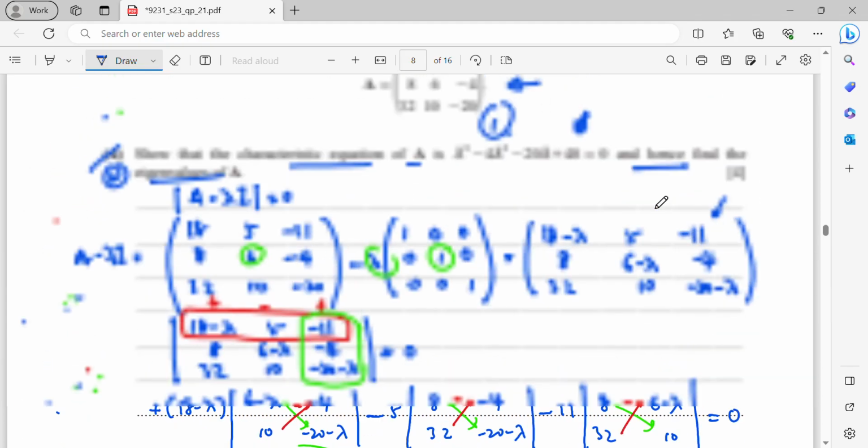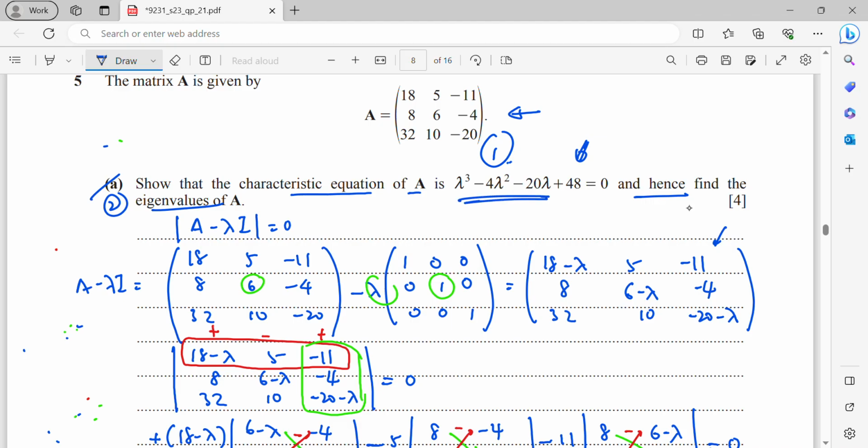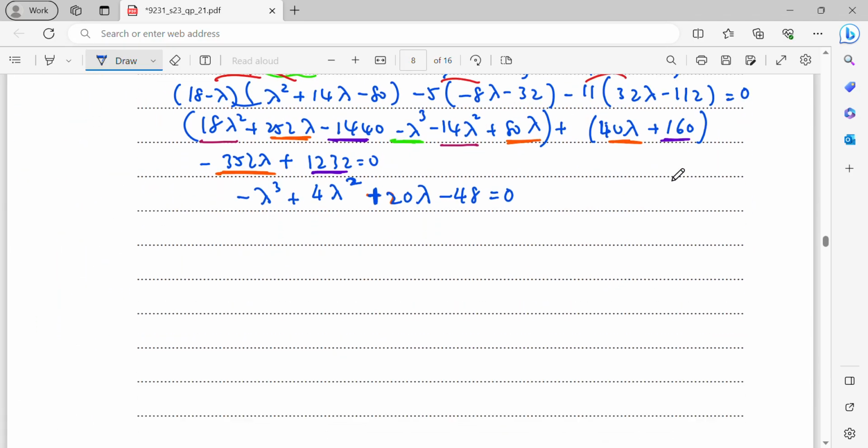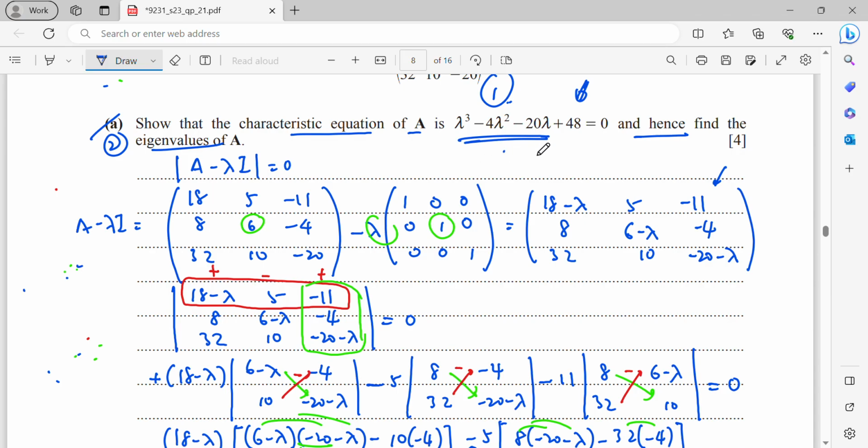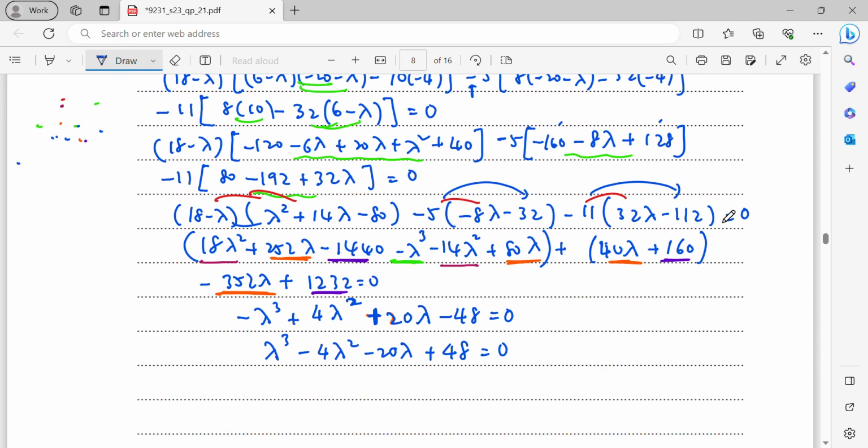Okay, now from here, you need to show this. Because it is positive, lambda cube means that I need to times negative to whole equations, or I move all the terms to the right hand side. So I will get lambda cube minus 4 lambda squared minus 20 lambda plus 48 equals to 0. So let's check. Lambda cube minus 4 lambda squared minus 20 lambda plus 48. So exactly the same. Alright, we have proven the characteristic equation. So we have done the first part.